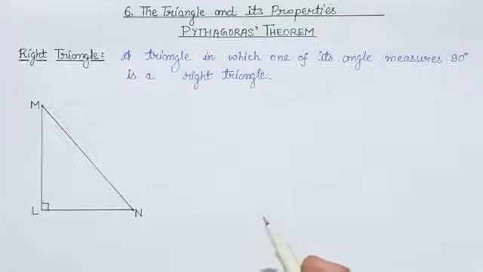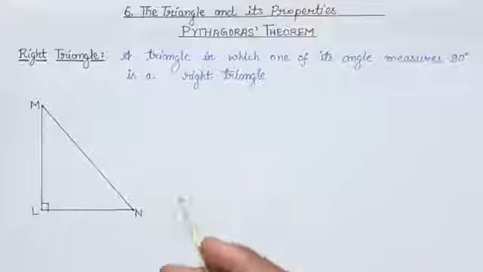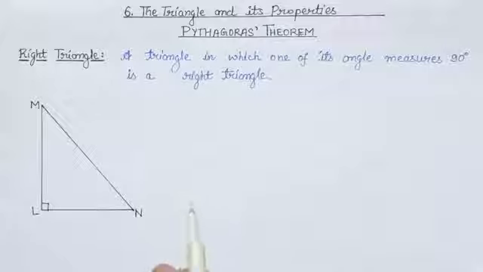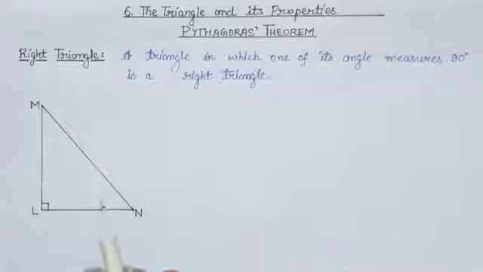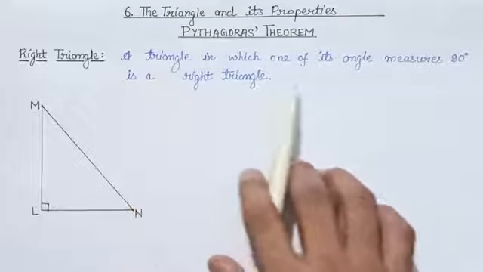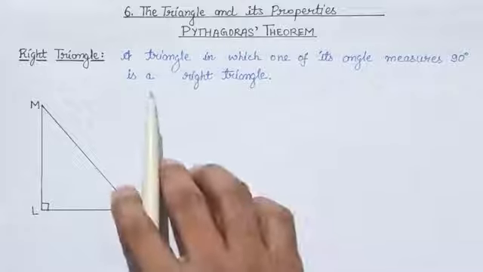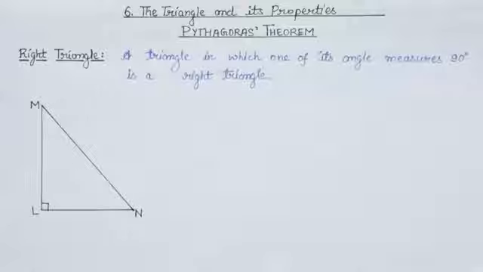As students, you know that the Pythagoras theorem is applicable to right angle triangle, so it is important for us to know what is right angle triangle or right triangle. As I have already discussed the various types of triangle in detail, but here again we discuss the right triangle and the specific names given to sides of a right angle triangle. A triangle in which one of its angle measures 90 degree is a right triangle. You know that a triangle has three angles. If one of the angle measures 90 degree, then such a triangle is known as right triangle.